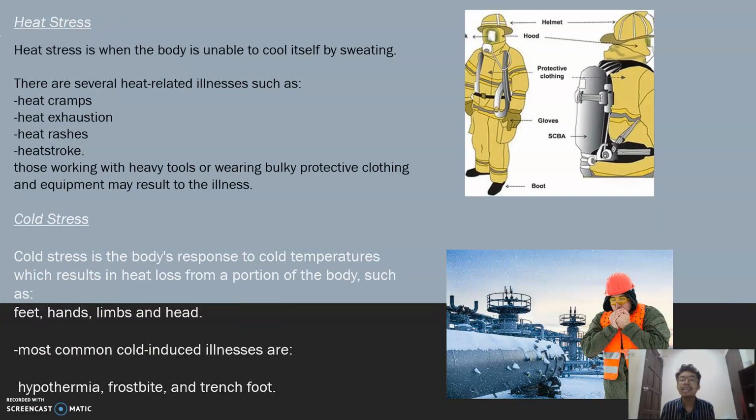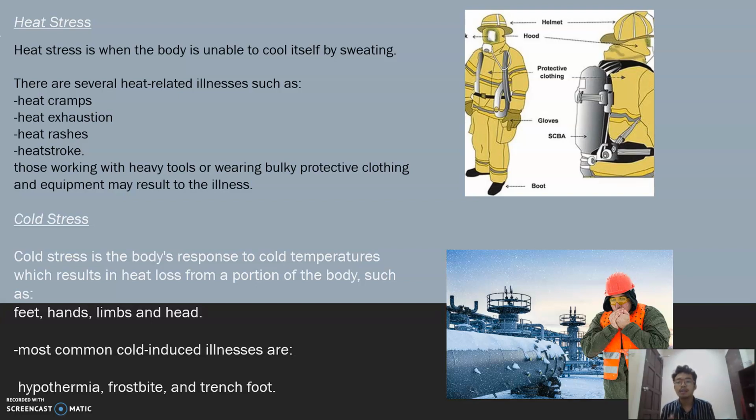Okay, proceeding on. Heat stress. Most heat stress we can see, for example, in a firefighter. Heat stress is basically when the body is unable to cool itself by sweating. That will lead to related illnesses such as heat cramps, heat exhaustion, heat rash, and heat stroke, because the body could not cool itself while being exposed to a hot area in the suit.